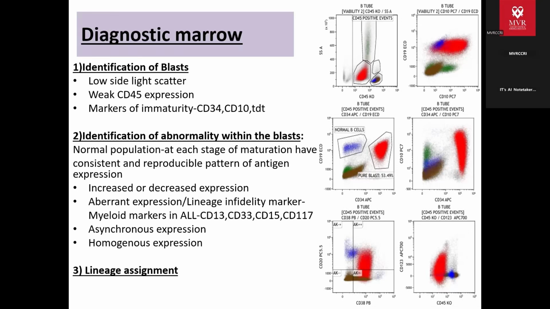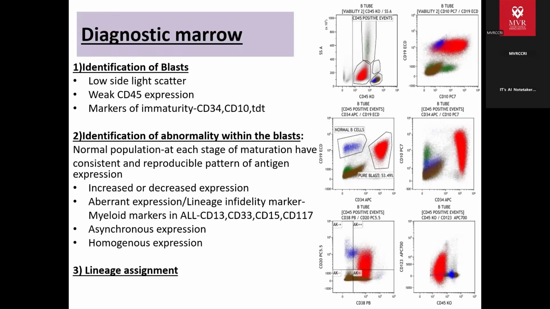Secondly, we see whether these blasts are showing the normal maturation pattern or not. The maturation patterns I will be telling in coming slides, which will be more clear. All the normal blasts in the body, which are the hematogones, will have a proper maturation pattern, which will not be shown by these abnormal blasts.